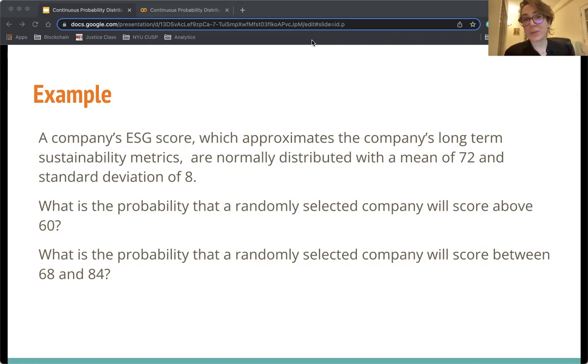First, let's use this distribution of company ESG scores to start to understand how probability would play out. What is the probability that a randomly selected company will score above 60? And what is the probability that a selected company will score within an interval? So we're taking those same concepts we just walked through and applying them to a more real world example. Now we can start to understand the probability of what we would expect to see. So before we go through, what are we going to do? We're going to draw it. We're going to draw what this distribution might look like. Okay.